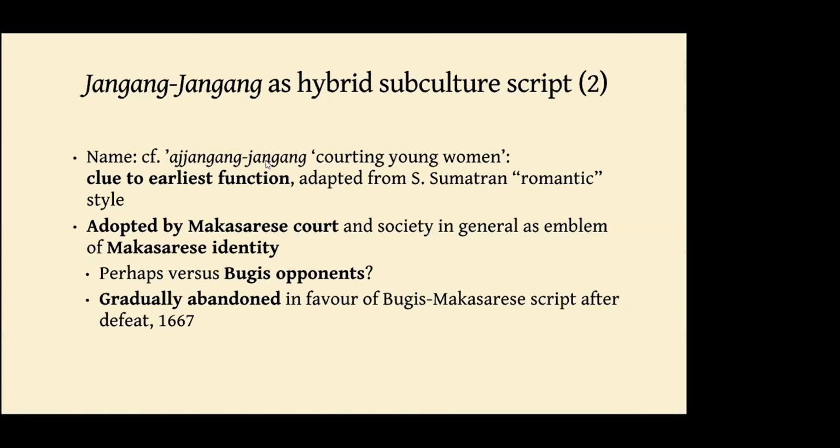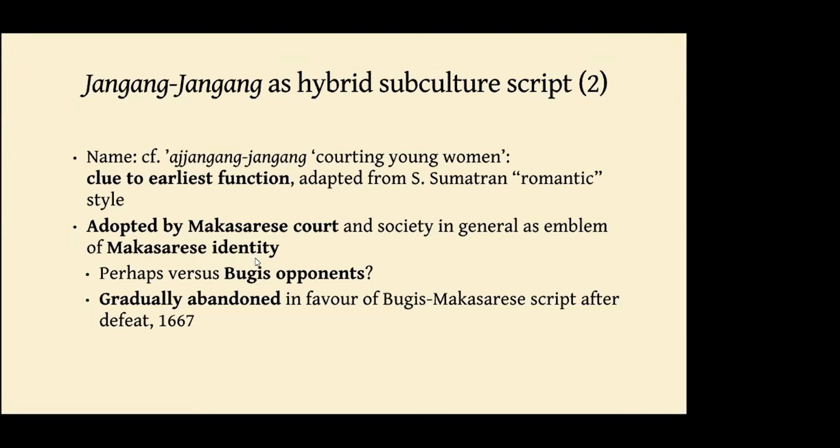Jangang meaning a fowl or a bird. So I think this is a clue to the earliest function. They adopted it from the similar South Sumatran romantic style. So I think it was originally adopted as part of youth subculture, just traversing the ocean between Sumatra and South Sulawesi. But then it was adopted by Makasarese court and society in general as an emblem of Makasarese identity.